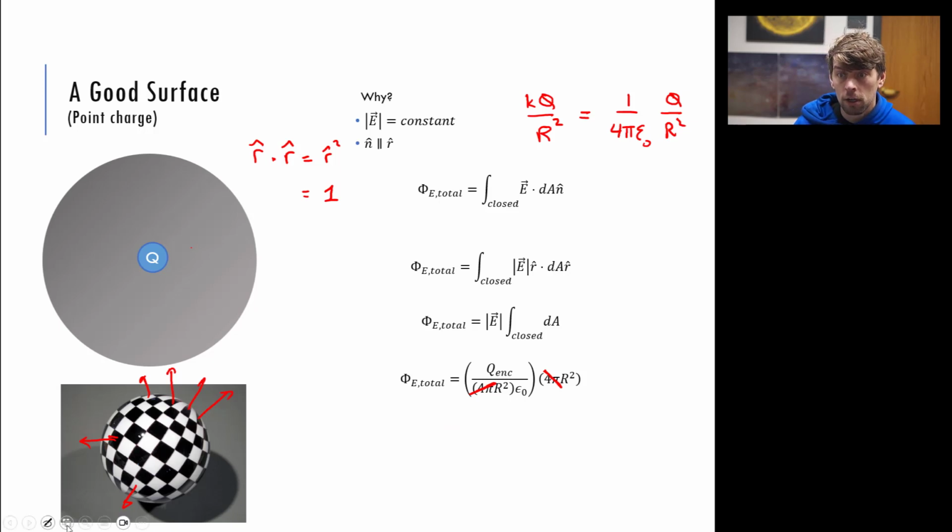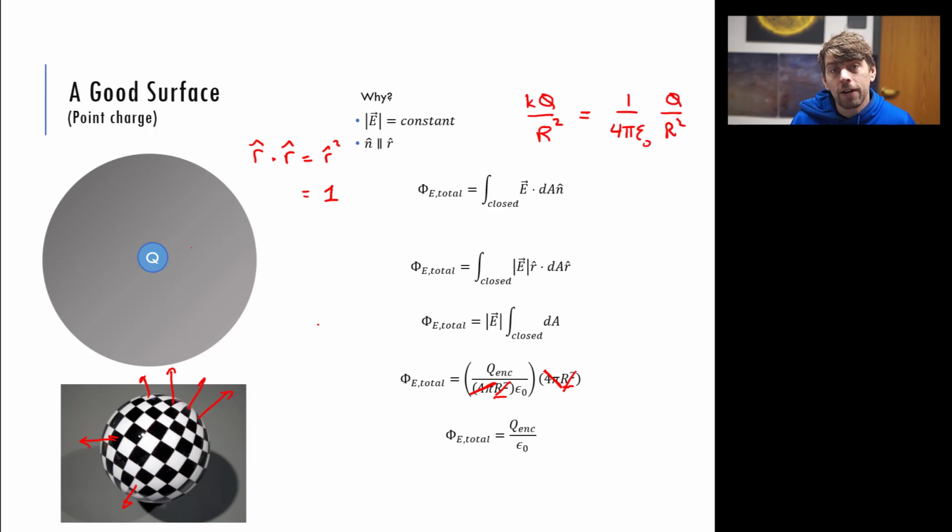But wait, there's more. I notice that I have an r squared in the denominator. I have an r squared in the numerator. And so those also cancel out. And I'm left with the total electric flux due to a point charge is simply the value of the charge divided by epsilon naught, which is the exact relationship I showed you on the previous slide. This is Gauss's law.